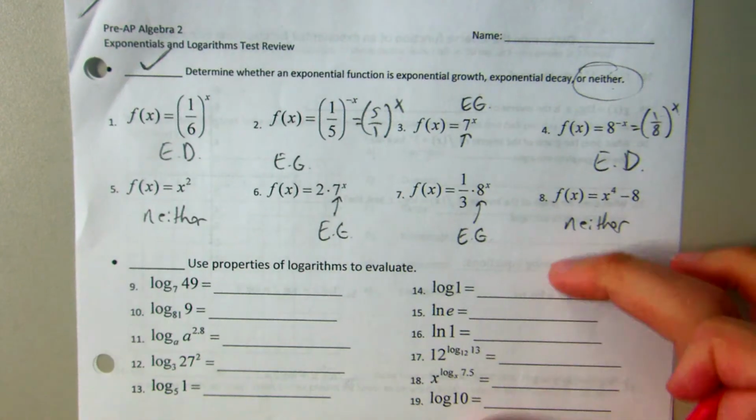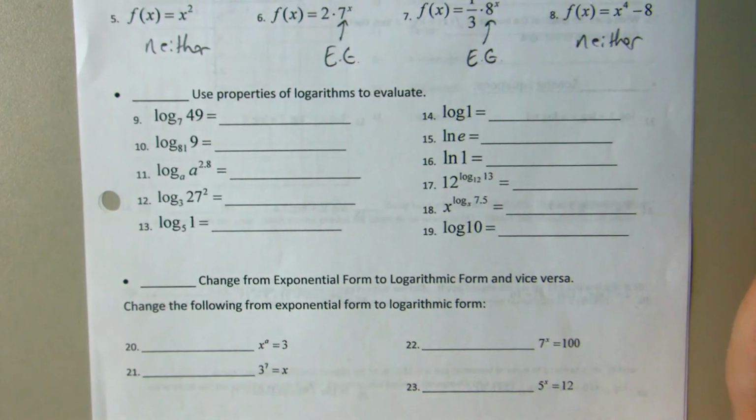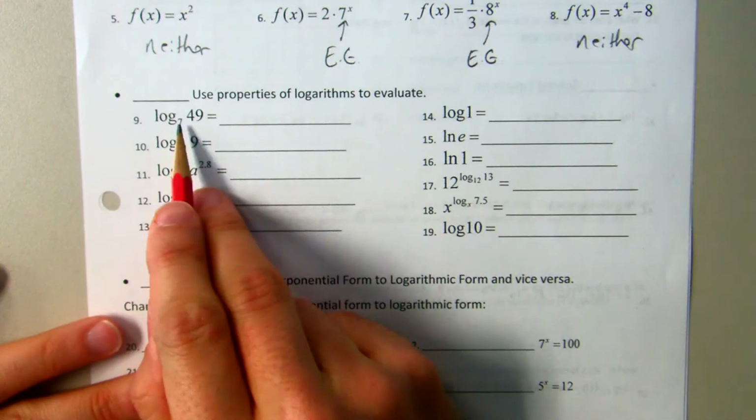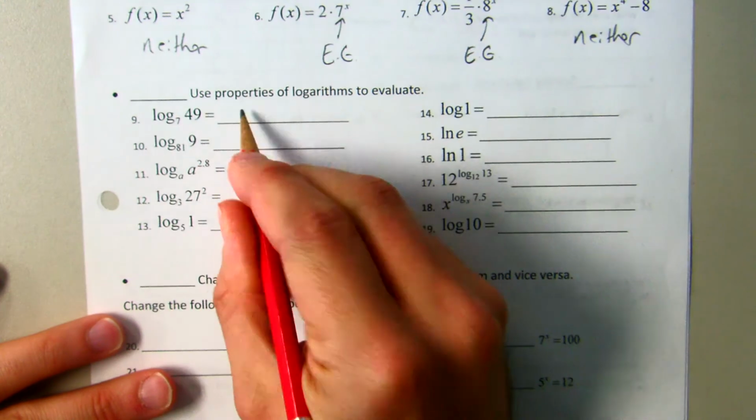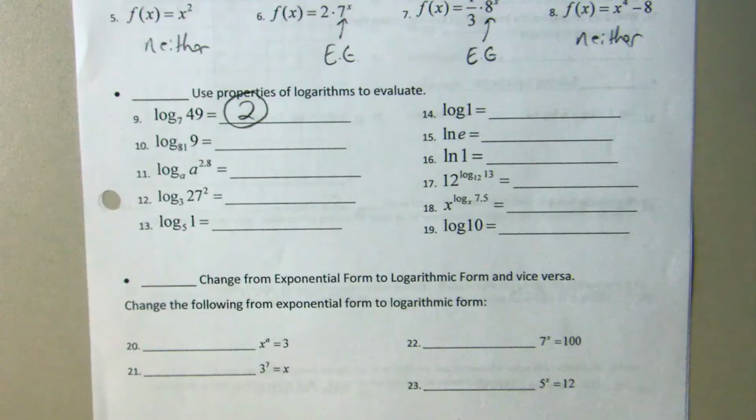Okay. These type of questions are also good non-calculator questions because these are asking you to evaluate a logarithm, so you have to know what it's asking you to do. This is asking you 7 to what power gives you 49, and so that's 2.